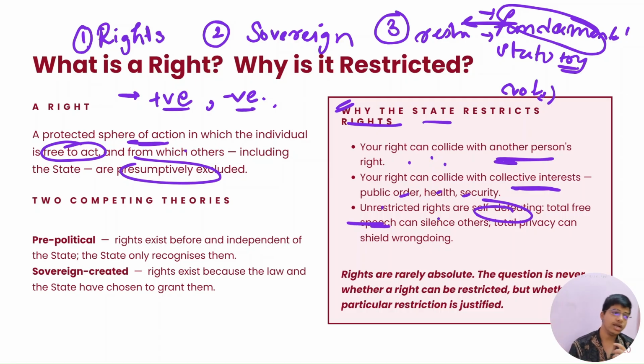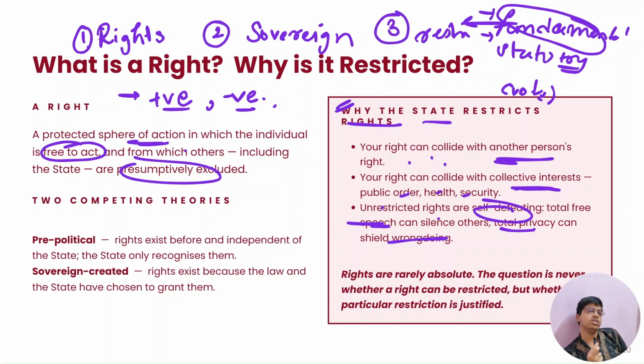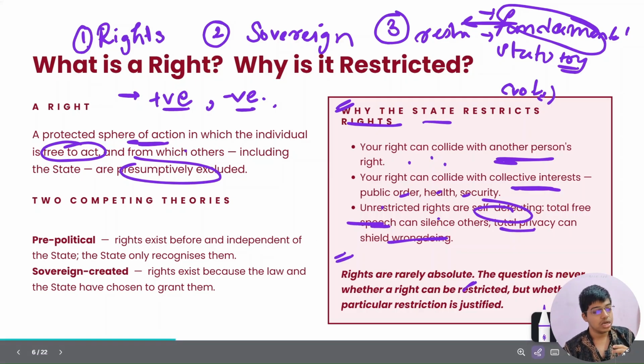First thing. Secondly, total privacy can shield wrongdoing. प्राइवेसी है, किसी को मारा तुमने, मैं नहीं बताऊंगा, मेरी प्राइवेसी है. That is why the sovereign has to balance these rights. The sovereign enforces these rights as well as restricts these rights, and that is the job of the sovereign. So rights are rarely absolute. The question is never whether a right can be restricted.